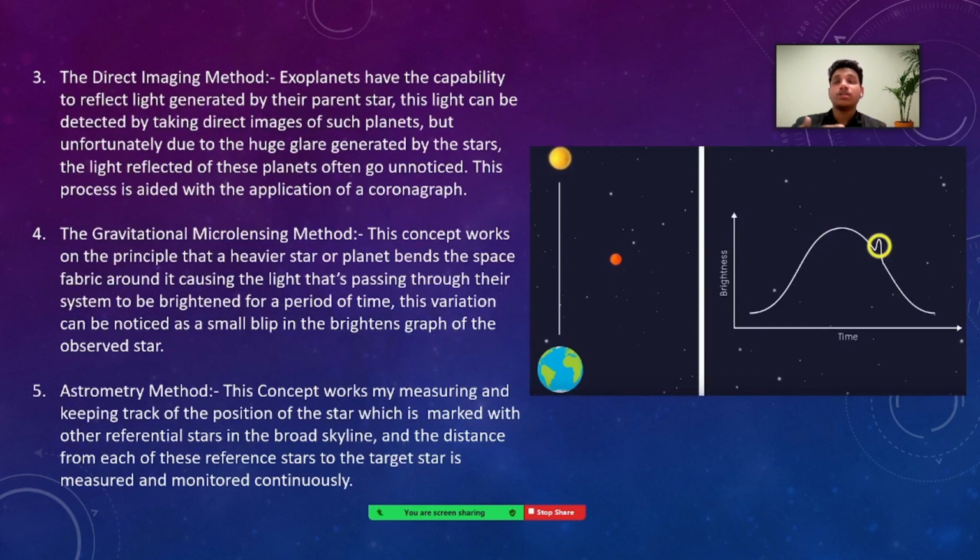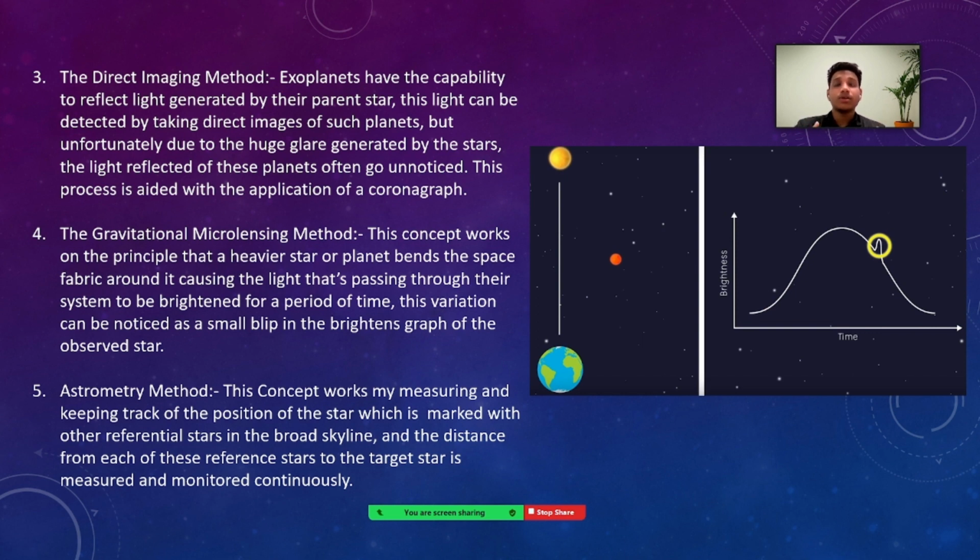The third method is the direct imaging method. Exoplanets have the capability to reflect light generated by the star. This light can be detected by taking direct images of such planets. But unfortunately, due to the huge glare generated by the stars, the light reflected off these planets often goes unnoticed. This process is aided with the application of coronagraphs, which are entities that help block the intense glare that is generated by the stars.